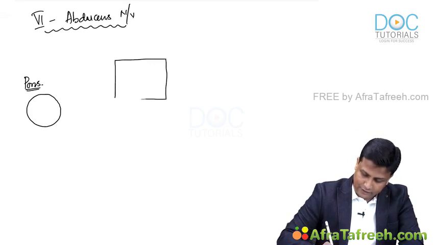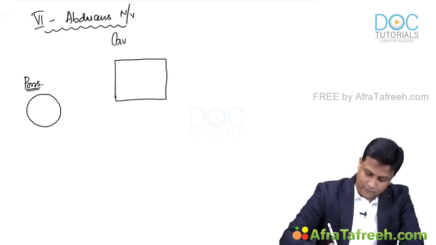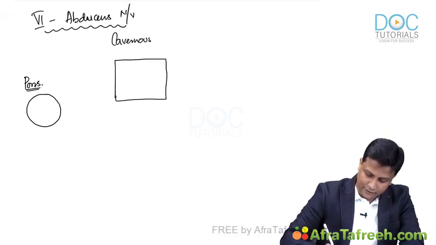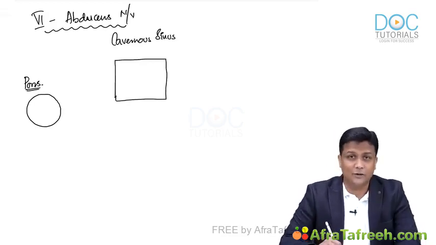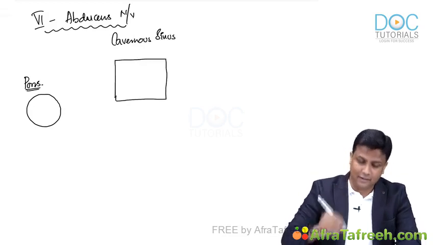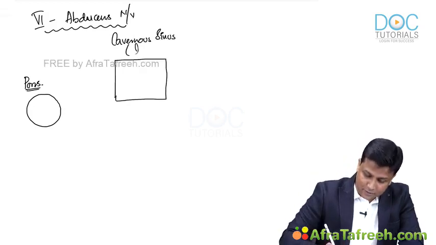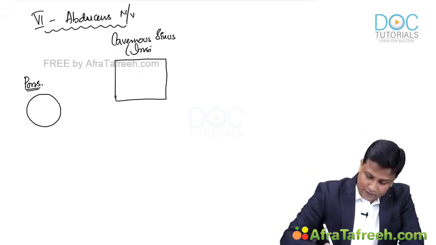It is going via the cavernous sinus. But this time be very, very careful, my dear friends. Is it going through the lateral wall of the cavernous sinus? Absolutely not. It is going inside the cavernous sinus. So the sixth nerve is the one which is going inside the cavernous sinus.